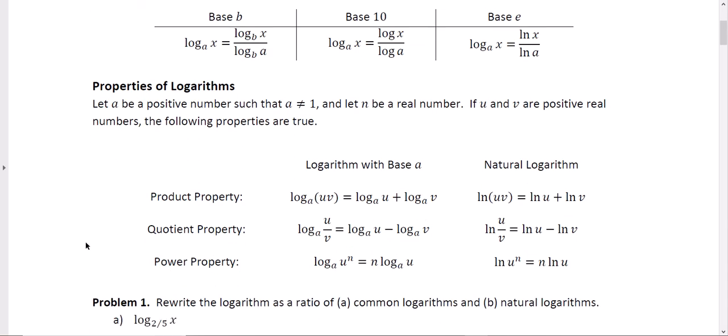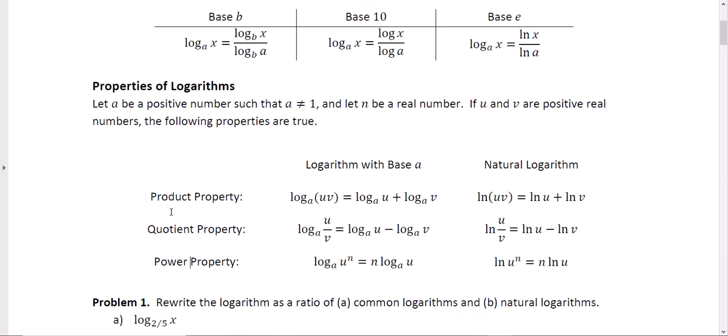Some properties of logarithms. Let a be a positive number such that a is not equal to 1, and let n be any real number. So it could be positive, it could be negative, it could be ugly, it doesn't matter. If u and v are positive real numbers, then the following properties are true. Now, everything that's true with a base of a is also true with our natural logarithm. It just has a special notation, so we'll write it a second time. The product property, and keep these names in mind. I'll be using product, quotient, and power as I step through our examples.